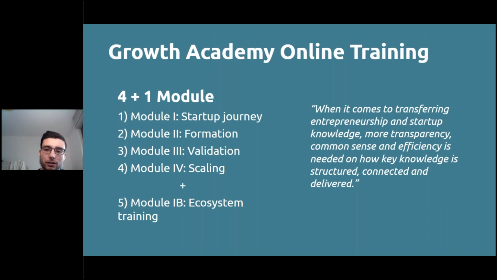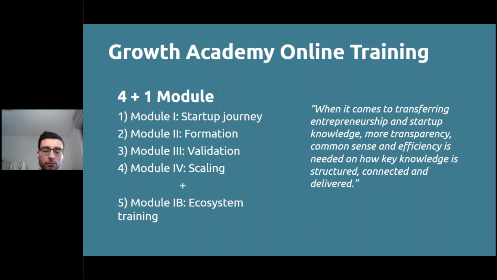So you have to validate your business, your idea, your product, your service in the market. So that is the validation. And then after the validation, of course, there is the scaling phase. So after you have validated your idea, your service or product, then it's time to scale it. So to grow your company, to grow your startup.